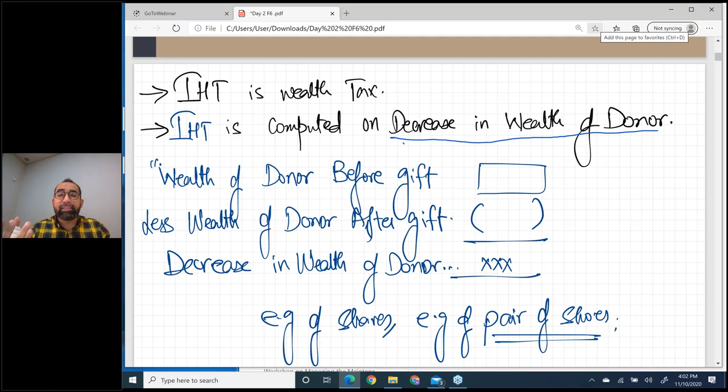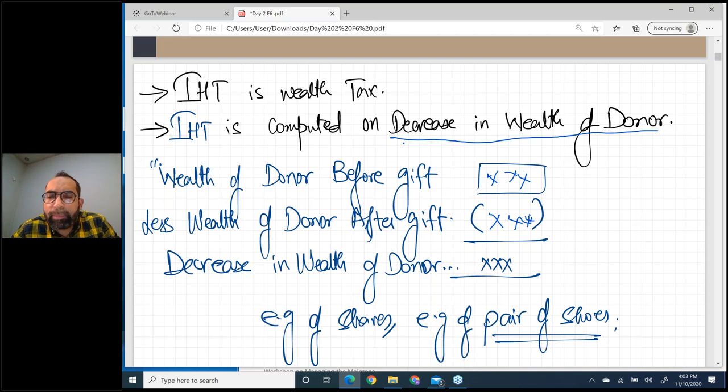Now, how do we calculate this decrease in wealth of the donor? Listen very carefully. First of all, just think that the donor has not given any gift. Now calculate the value of that position. So what is it? Wealth of donor before gift. First you calculate this amount, the wealth of donor before the gift, and then after giving the gift, what is left with the donor? Calculate the value of that amount, so less wealth of donor after gift. When you take the difference of these two, you arrive at the decrease in wealth of the donor.